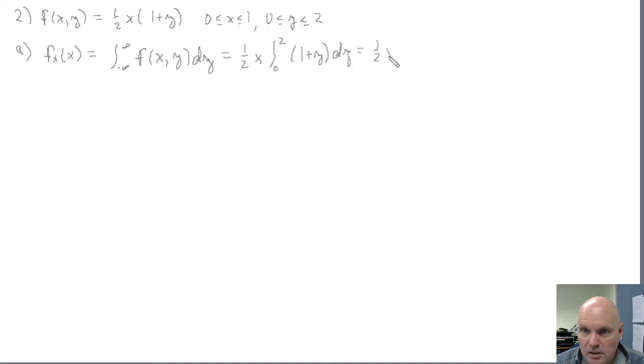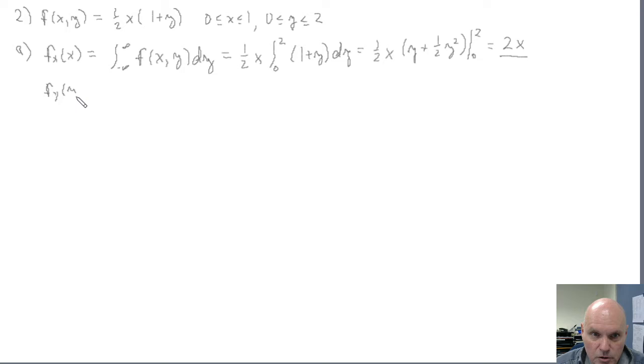So 1/2 x again, and then integrating 1 with respect to y, I get y, and integrating y with respect to y, I get 1/2 y squared. I want to evaluate this at 0 and 2. Evaluating at 2, I'm going to get 2 plus 1/2 of 2 squared. 1/2 of 2 squared is 2, so this term becomes 4, and then multiplied by 1/2 x, I'm going to get 2x. And evaluated at y equal to 0, the whole term becomes 0. So the marginal PDF for x is just equal to 2x.